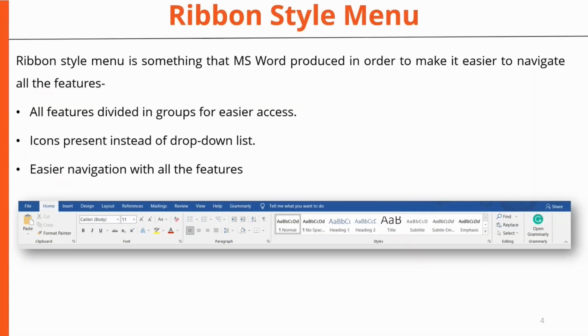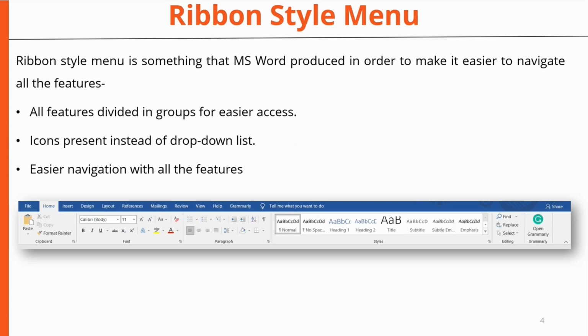So what is the ribbon style menu? Ribbon style menu is something that MS Word has produced in order to make it easier to navigate all the features, right? When you are using Microsoft Word, there are a number of features and functions available to make your work easy and to complete your task in time. Most of these features, sometimes you have to look for, because there are so many features that have been integrated. But Microsoft Word has actually made your life simpler in that way. All the features are divided in groups for easier access.